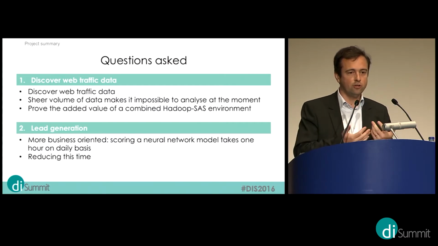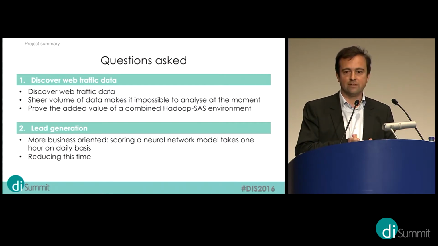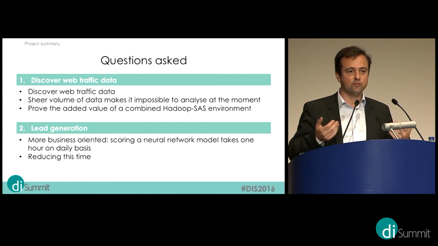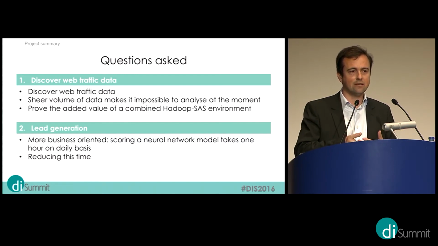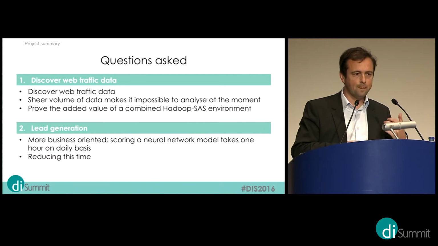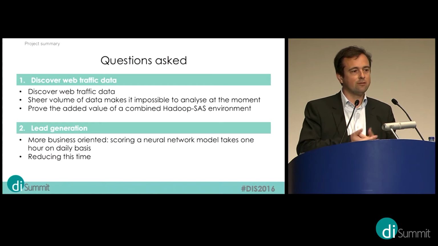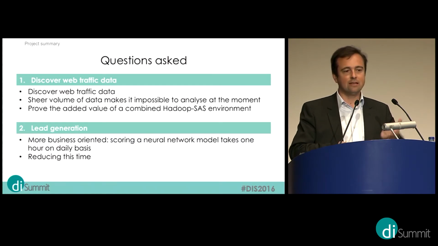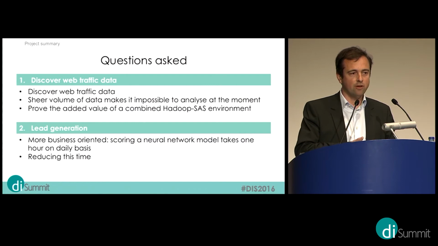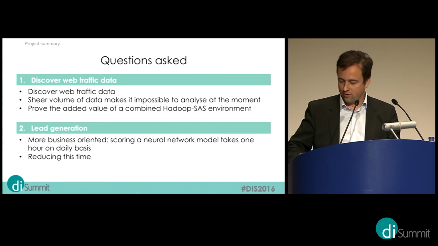First was a more volume-driven question: discover the web traffic data. Like I explained, we have 6 months of data, 6 terabytes of data, get something out of it. The second one was more velocity-driven. Can the solution improve, for instance, the neural network models we use today, for which the scoring takes more than 1 hour per day, and as we were thinking of putting more data in there and making more models, this was not enough. So going beyond volume, we also tested whether this Hadoop solution can improve our speeds.